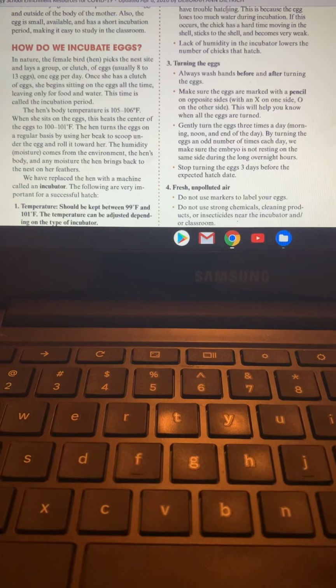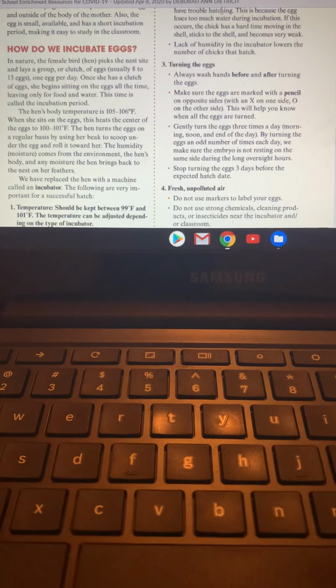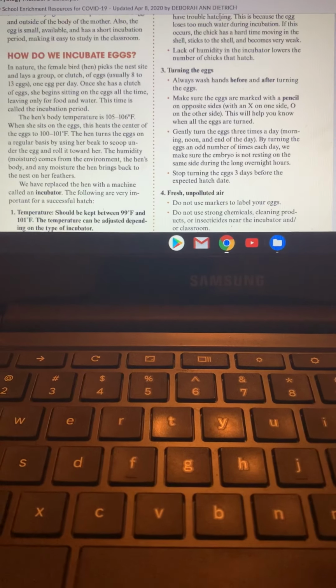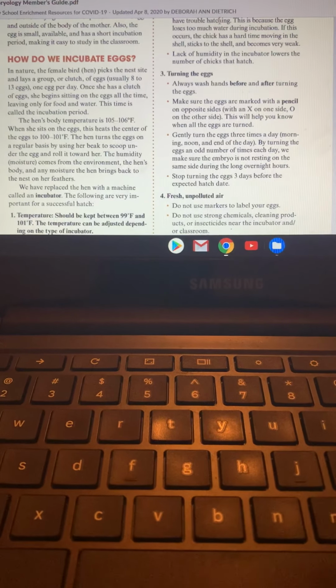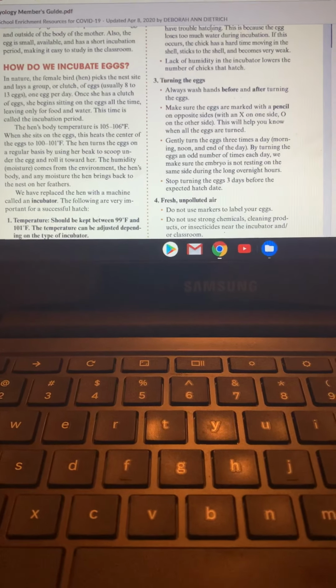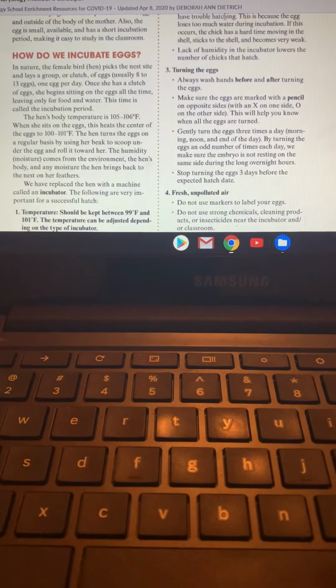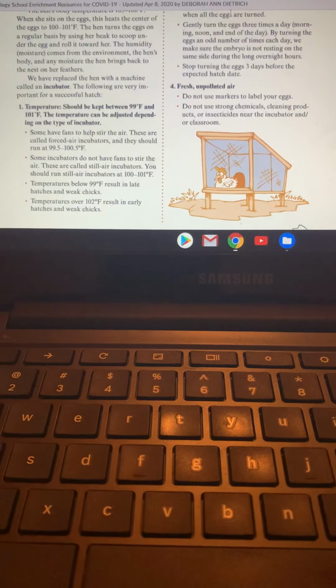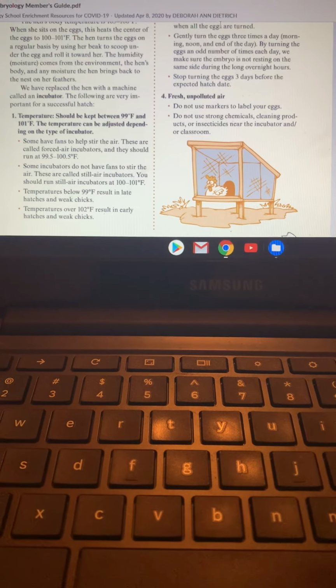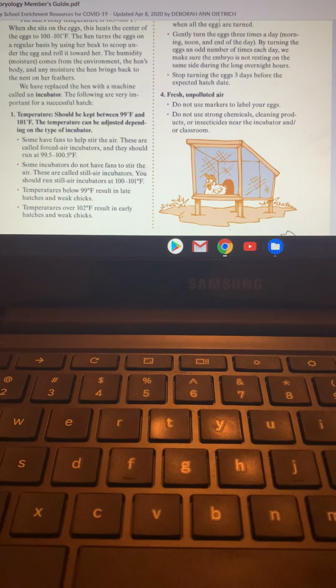The hen turns the eggs on a regular basis by using her beak to scoop under the egg and roll it toward her. The humidity, or moisture, comes from the environment, the hen's body, and any moisture the hen brings back to the nest on her feathers. We have replaced the hen with a machine called an incubator. The following are very important for a successful hatch.